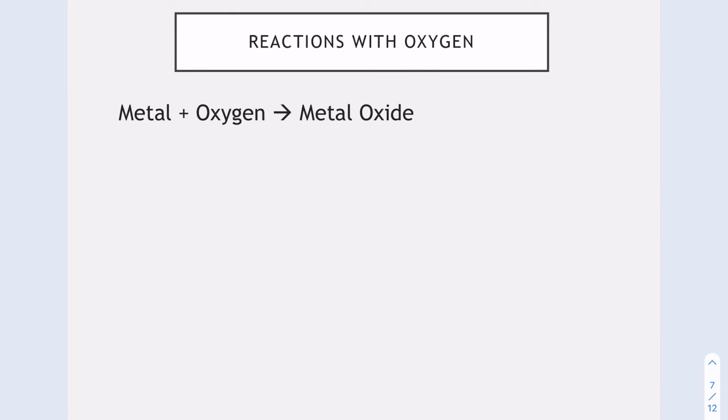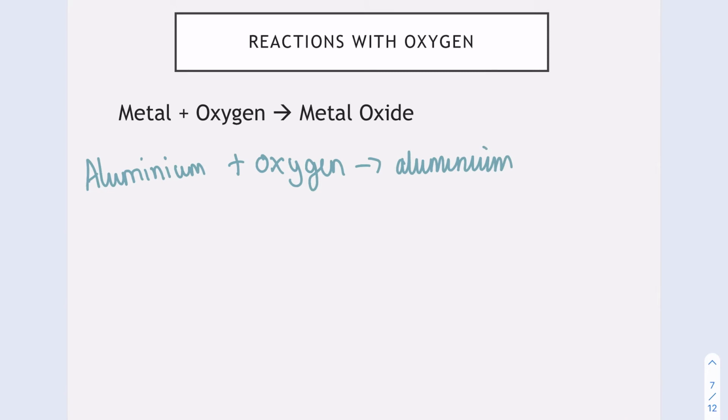Let's go for aluminium plus oxygen gives us aluminium oxide. Let's write our chemical equation. Aluminium is just simply Al. Oxygen's O2 because it's a diatomic element. If you go to the data book, you'll see that aluminium's got a valency of 3. Oxygen has a valency of 2. So if you swap them over, you've got Al2O3.